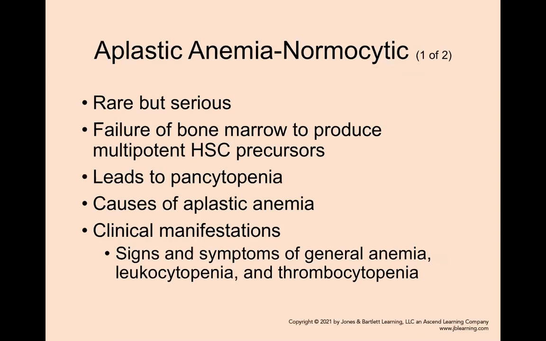Aplastic anemia is when the cells are normocytic. It is very rare, but a serious condition, and I actually have seen one patient with this in my whole career. But basically, the bone marrow fails to produce the multipotent HSC precursors. That leads to pancytopenia. And remember, pancytopenia means everything is low: erythrocytes, leukocytes, and platelets. All the cells present are mature and normocytic and normochromic. There just isn't enough of them.